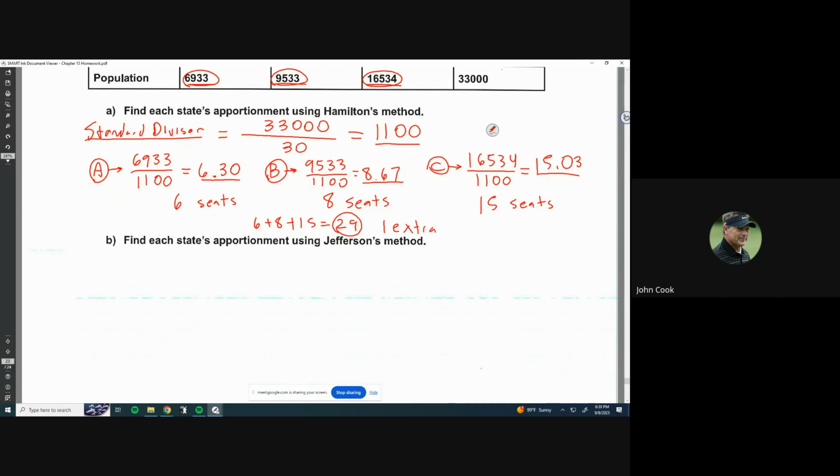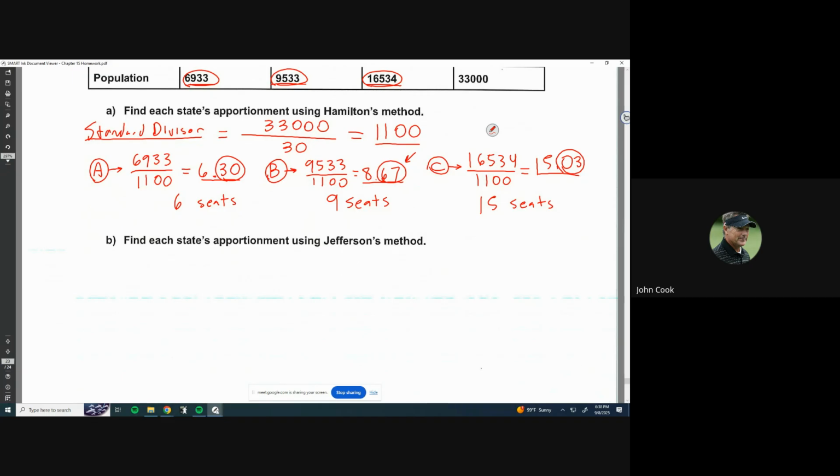And if I have any extras, then what I do is I look for the decimal value that is the highest. So in this case, state B has the highest decimal value. And so that means that I'm going to add that 1 extra onto the 8 seats. So that means that they're going to get 9 seats in total.